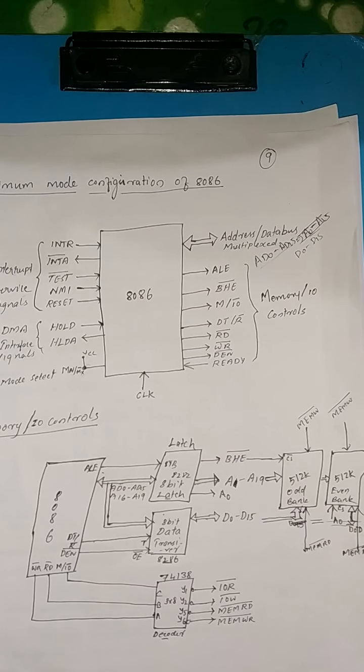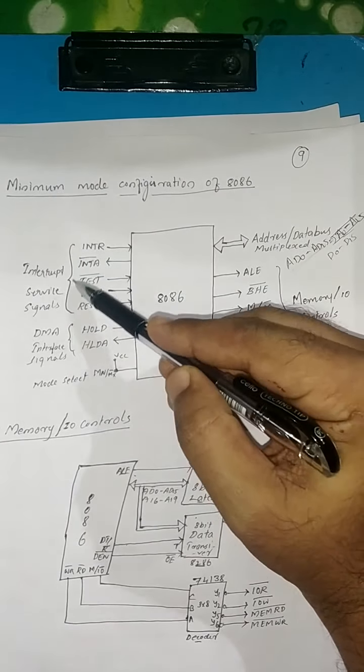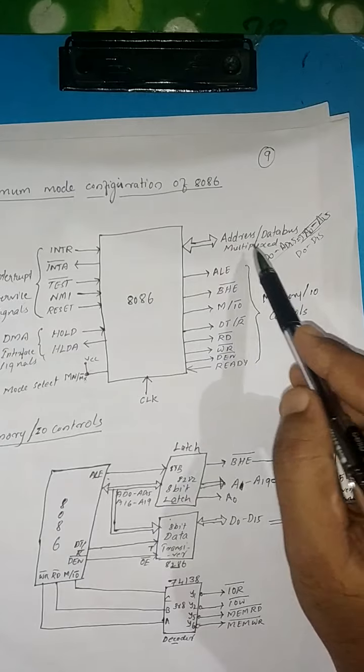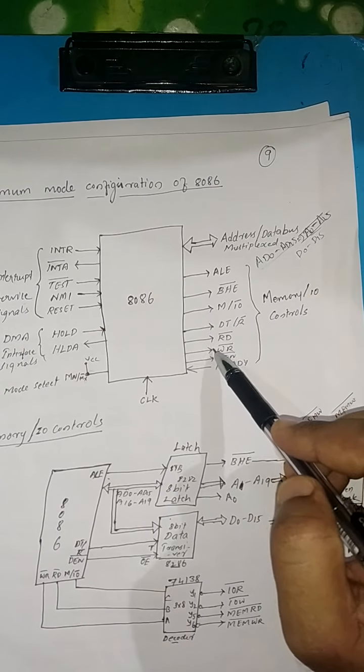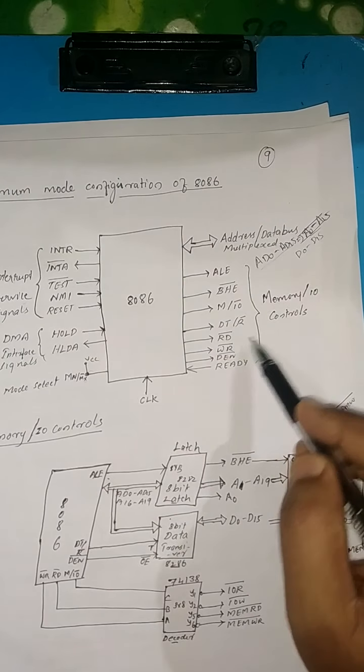This multiplexing is done to reduce the number of pins, because 8086 is a 40 pin IC. If this multiplexing was not done, then the pin number might have increased. Okay, now let's see each signal one by one. As I already told you, these signals are interrupt related, this is for DMA, direct memory access, this is for the address and data bus, and this is for memory and IO operation, to connect to the external world.